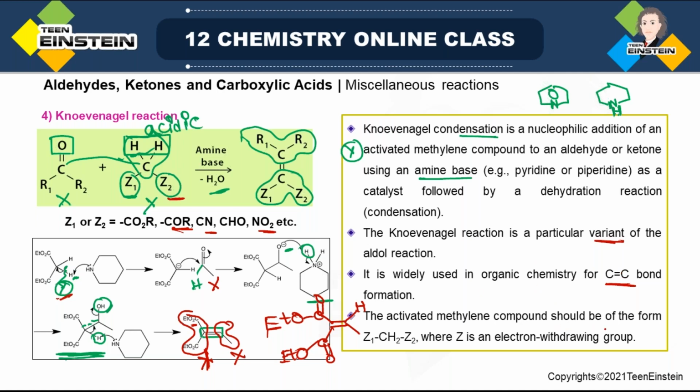And the activated methylene group should be of the form like this that we have already seen, where Z is an electron withdrawing group. So that is why this type of groups are taken. If you are taking any alkyl group, suppose you are taking RCH2R, where R is an alkyl group, no, that will not serve the purpose. This group must be electron withdrawing. No alkyl group. If an alkyl group is there, it is not possible.